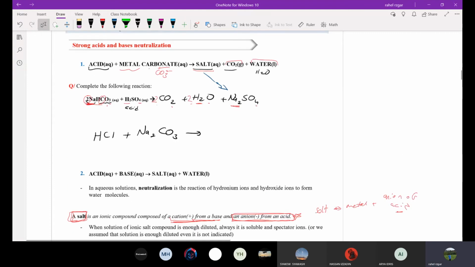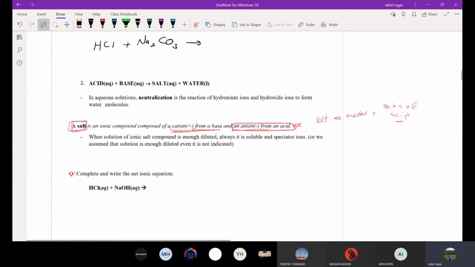That was it. That's the whole thing. CO2, H2O. Just memorize it. CO2, H2O, salt. What is the salt? An anion from the acid and a cation from the base.